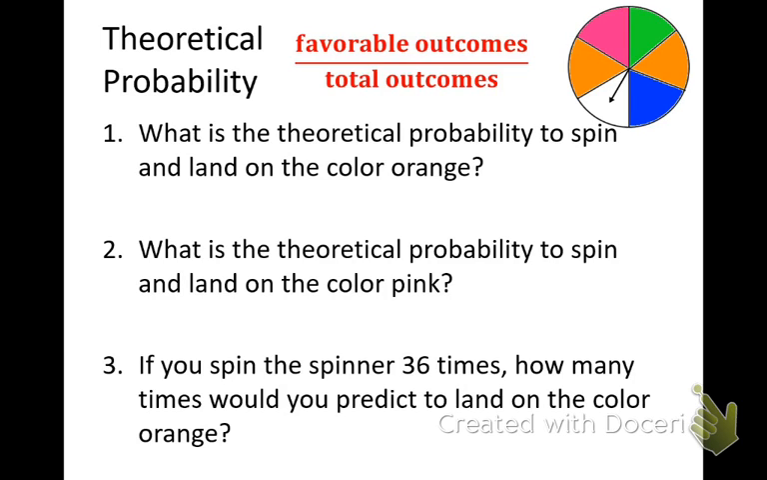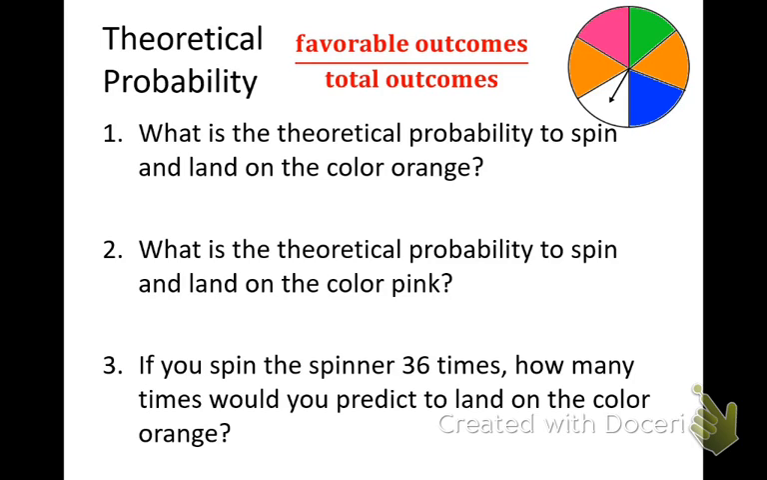You don't have to write down these problems. We're just going to do them together. And I'm going to link it to what we're doing today, because we're basically doing theoretical probability today, but just one extra step. So I'm just reading the question. What is the theoretical probability to spin and land on the color orange?